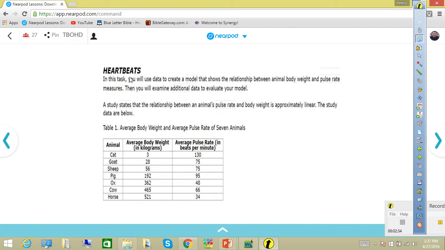It says, heartbeats. In this task, you will use data to create a model that shows the relationship between an animal's body weight and the pulse rate measures. Then you will examine additional data to evaluate your model. It says here, a study states that the relationship between an animal's pulse rate and the body weight is approximately linear. The word linear means that it makes a straight line. So here's the information that they give us, and look what happens right after.